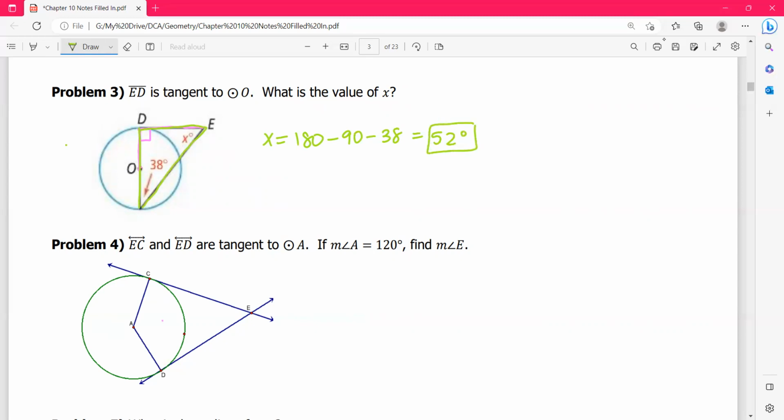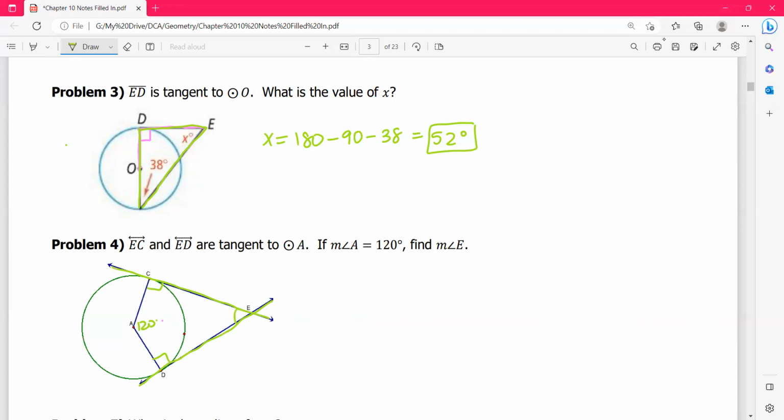Let's check out problem 4. EC and ED are tangent to circle A. As soon as I see EC, I'm going to mark a right angle. As soon as I see ED, I'm going to mark a right angle. If angle A is 120, let's label it. Find the measure of angle E.